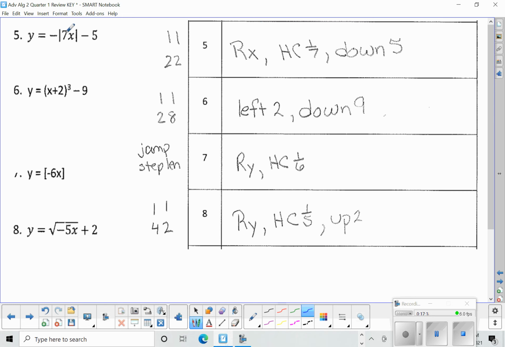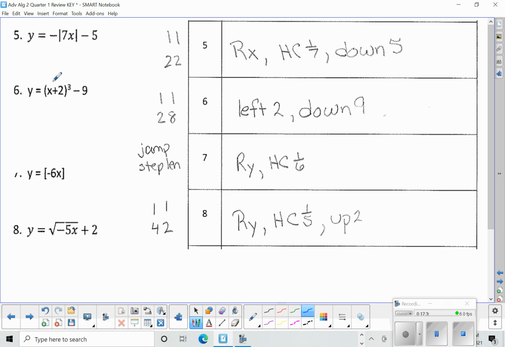Multiplying on the inside by 7, I did 7 times the exercise, so I'm going to get skinny. Horizontal compression by 1/7. You can also think about the fact that x lies to you. You're not 7 times bigger, you're 1/7 as wide. And then subtracting on the outside, I'm moving down 5.